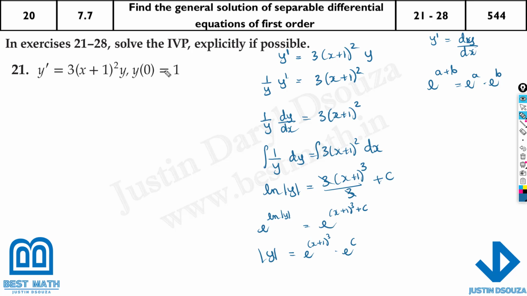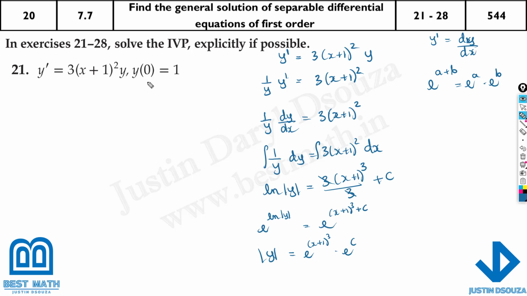See, they have given us an initial value. Why do they give it? Now you can remove this modulus because we have exponents on both sides. That means the answer will be positive itself. Anything raised to the power e, even if you take a negative number or a positive number or 0, will give a positive answer. So you can ignore this modulus now, or you can write it, up to you.